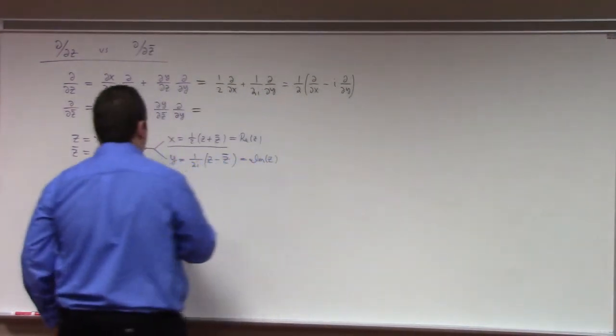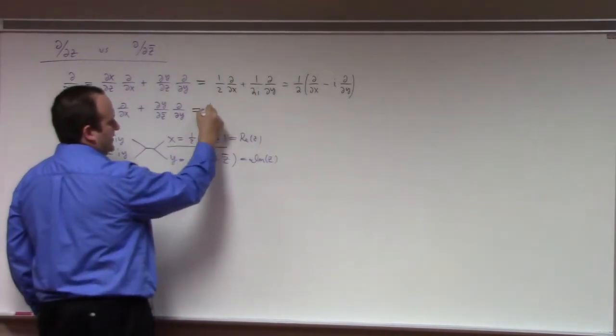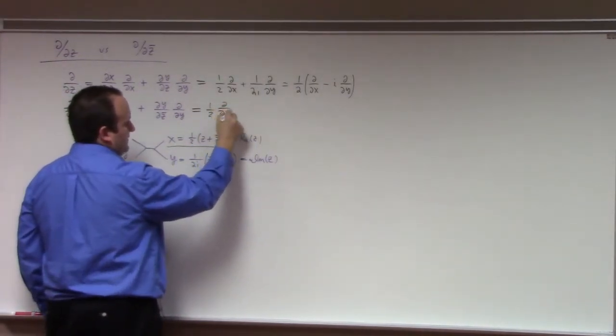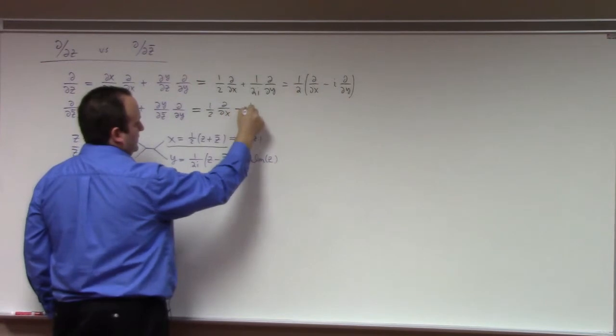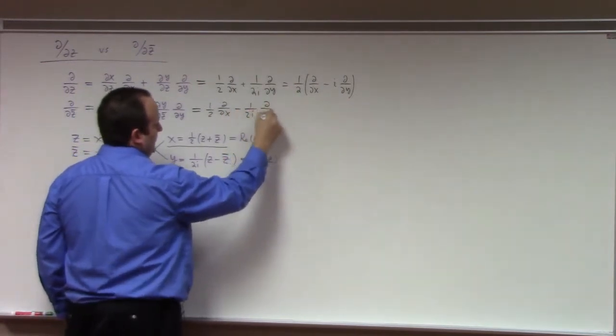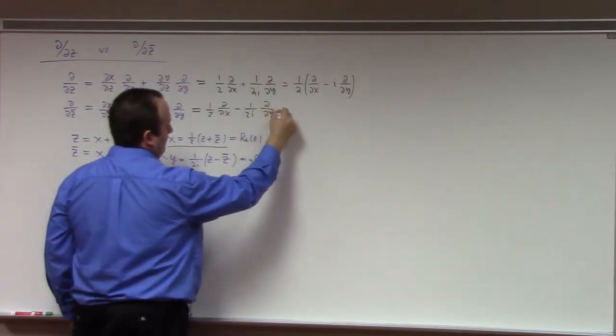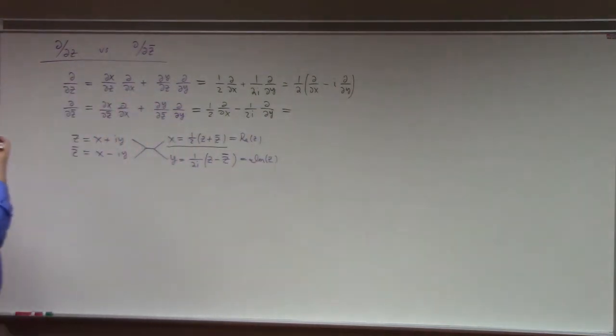And the next one would be what? What's partial z bar? It's also 1/2 partial x, and then minus 1/2i partial y. Right? So I can factor out the half. What do I have?